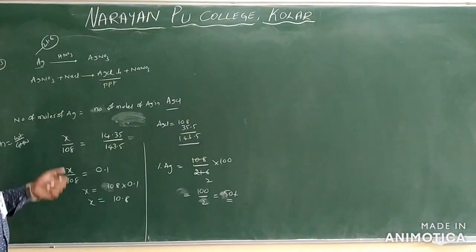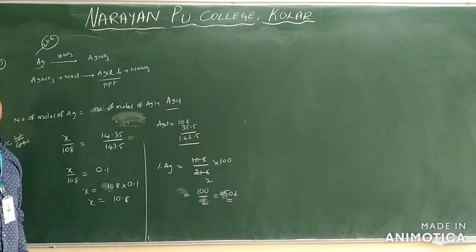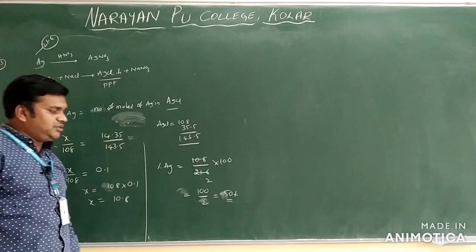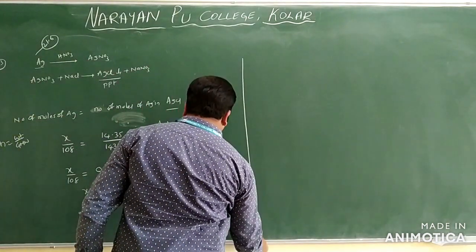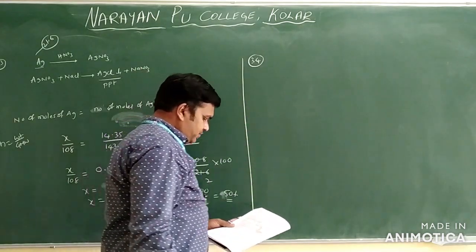So we are finding the number of moles. What is the formula we have? Weight by gram molecular weight. From this you are finding the weight of the silver, 10.8. How much weight of the silver do we already have? 21.6. From this we have to find out what percentage of the compound. So this is question number 33. Next you can see question number 34.